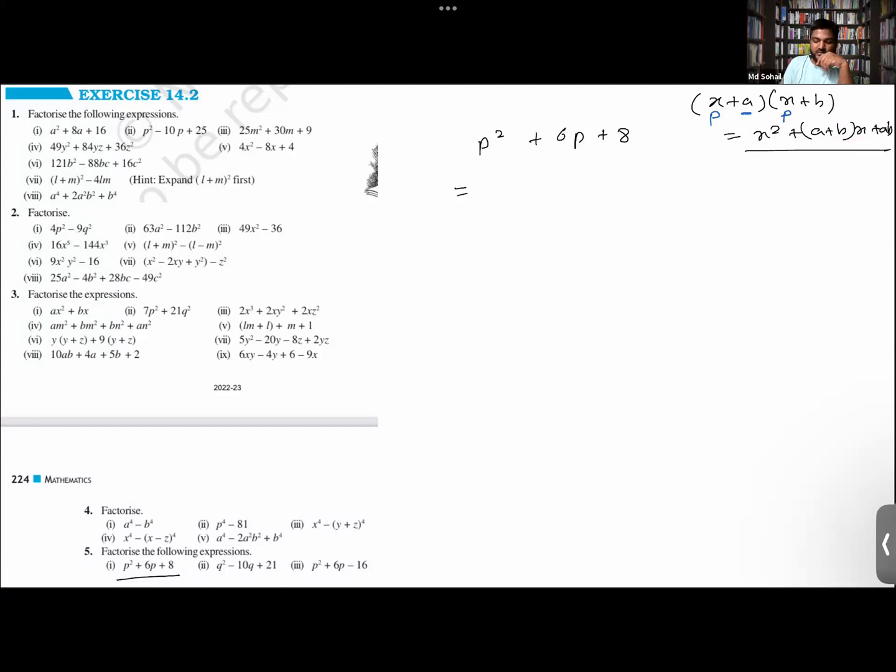Should we take x square as p square? Yeah, that's what I just said. In place of x, you have to take p here. It's just a variable now. Variable could be anything. x plus a into x plus b, p plus a into p plus b, y plus a into y plus b. Right now, Arham, it could be anything.